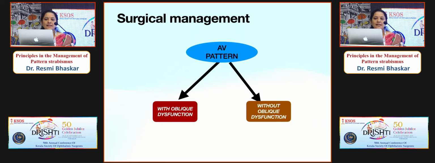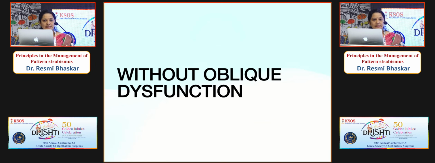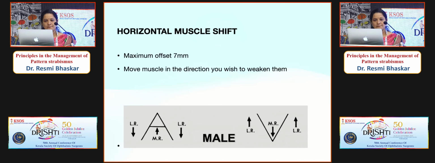The surgical management of AV pattern can be divided into two: with oblique dysfunction and without oblique dysfunction. First, we will be dealing with without oblique dysfunction. The horizontal muscle shift is what you do when there is no oblique overaction. The maximum offset is 7 mm, and you move the muscle in the direction you wish to weaken them. As we can see in the acronym MALE, medial rectus should always go towards the apex or closed end, and lateral rectus should always go to the empty space, that is the open end.